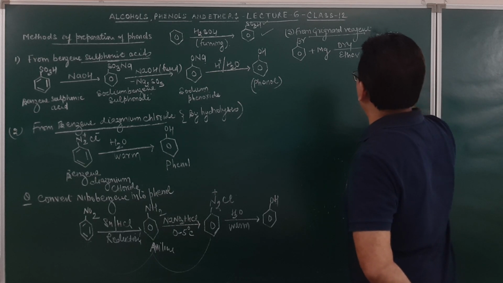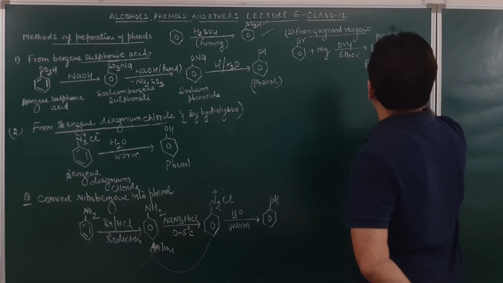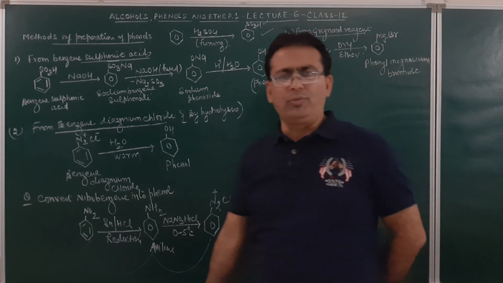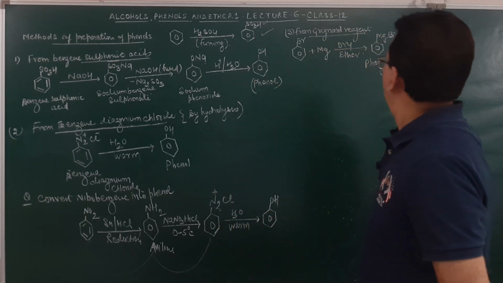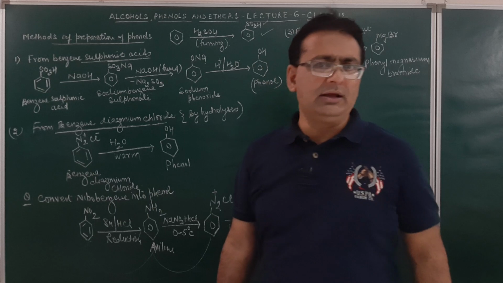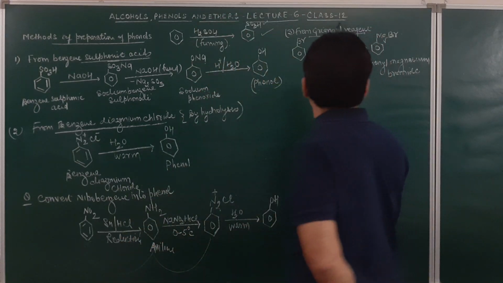Can you see this, student? This is phenyl magnesium bromide obtained. This phenyl magnesium bromide, when treated with oxygen in dry ether, will result in the formation of phenoxy magnesium bromide.